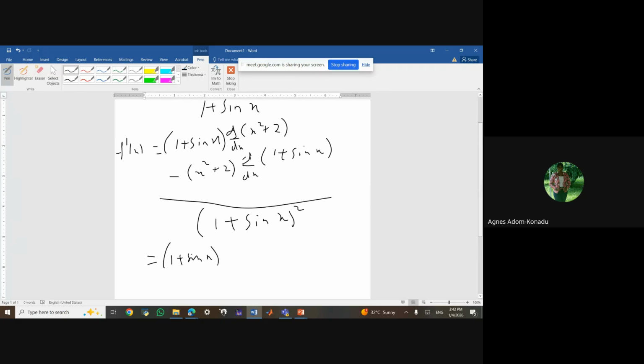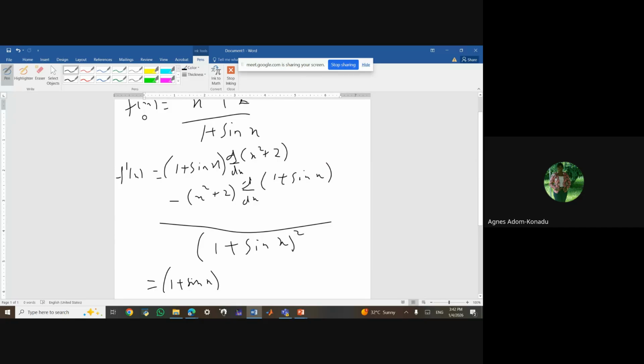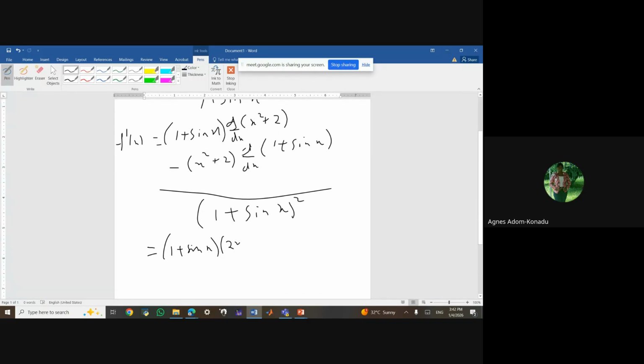Let's differentiate x squared plus 2. What do I get when I differentiate x squared plus 2? 2x. I'll get 2x minus, then I have x squared plus 2. What do I get when I differentiate 1 plus sine x? Cos x. So this will give me cos x.